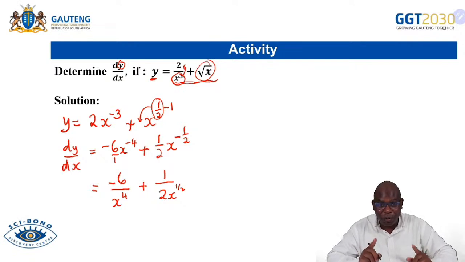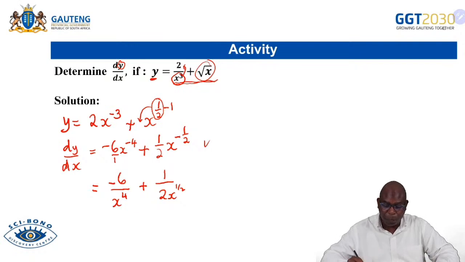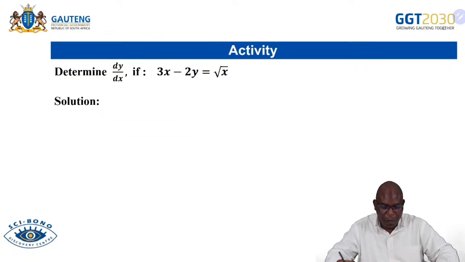But please read the question. The question might say differentiate or determine dy over dx. You can stop here. Okay. So now if they say write your answers as positive exponent, then please write your answers as a positive exponent. Great. Now, the next activity is a bit of a challenge. We're also going to do this one together.